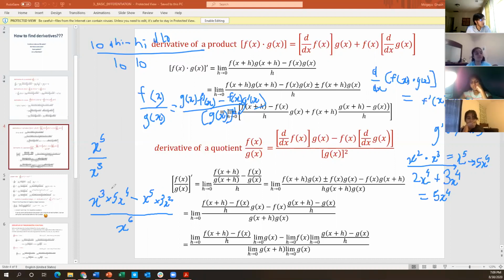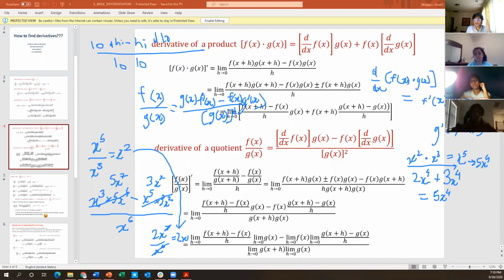Now, the numerator: this would become 5x to the 7th, and this would become 3x to the 7th, right? So if we do 5x to the 7th minus 3x to the 7th, we get 2x to the 7th over x to the 6th. I can cancel x to the 6th and subtract 6 from the power, so I get 2x, which makes sense because x to the 5th over x cubed is x squared, and its derivative is 2x. Okay, that's how I like to think about it.